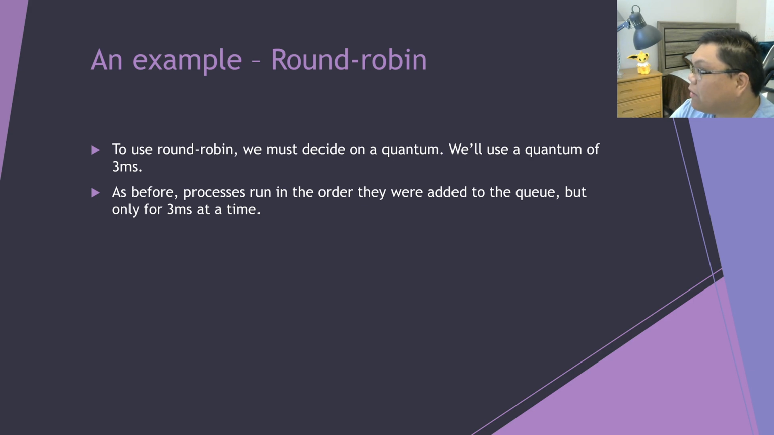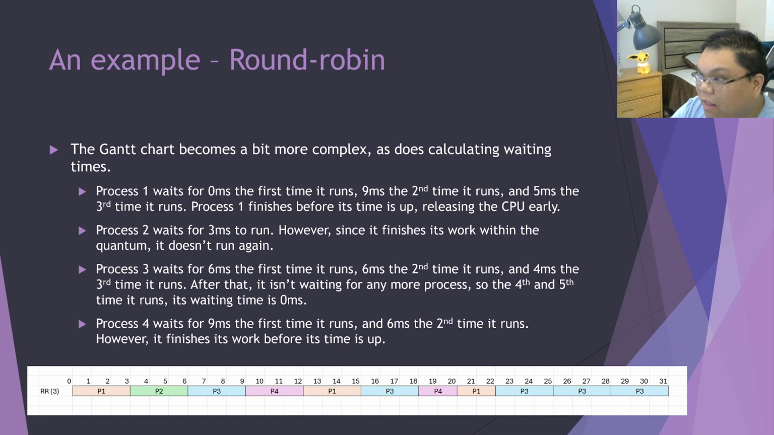So let's look at an example of round robin. We're going to do 2 examples of round robin and the difference is how long that quantum is. To use round robin, we need to decide on how long that quantum is. Let's do 3 milliseconds first. As before, processes run in the order they were added to the queue, but they will only run for 3 milliseconds at a time. The Gantt chart becomes a bit more complex, as does calculating waiting times.